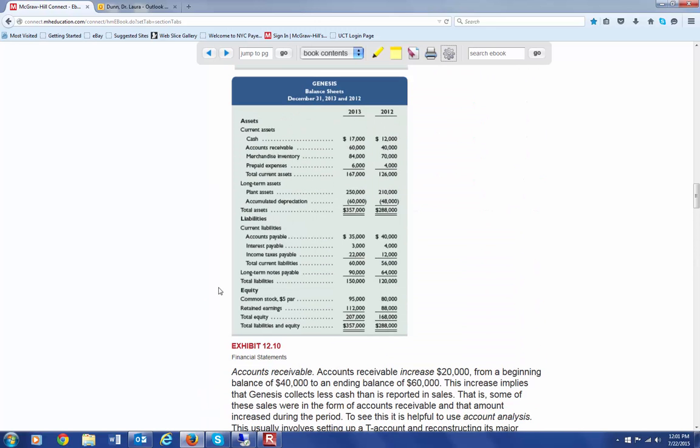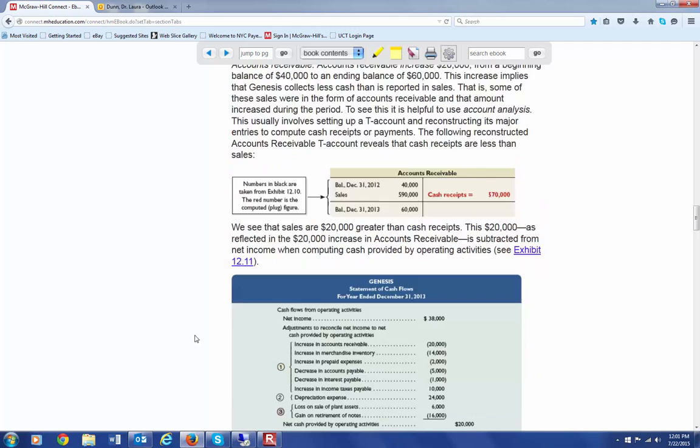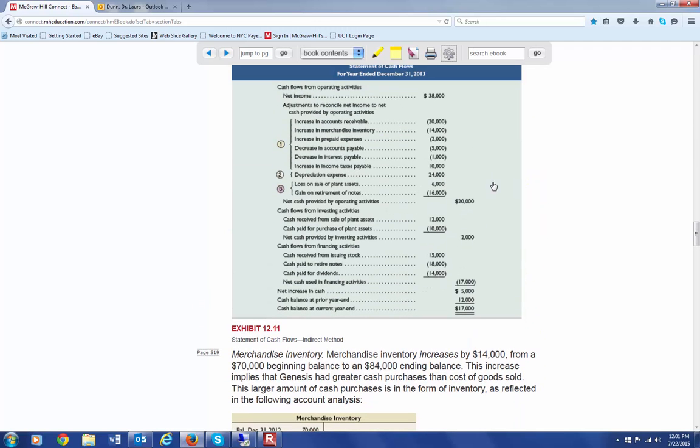So if we go back up here, look at the current liabilities, this is a decrease, so we're going to subtract. This is a decrease, we're going to subtract. This is an increase, so we're going to add it to our net income figure. So let's go back down here. Decrease in accounts payable, subtracted. Decrease in interest payable, subtracted. Increase in income tax payable, added. So remember, you're starting with net income, and then you're just looking at the change in these accounts, and then either subtracting or adding it based on whether it's an increase or a decrease.